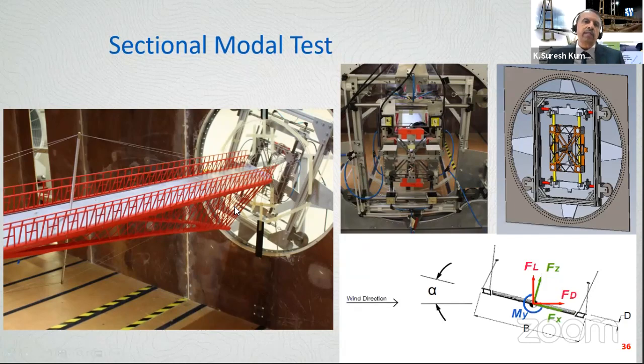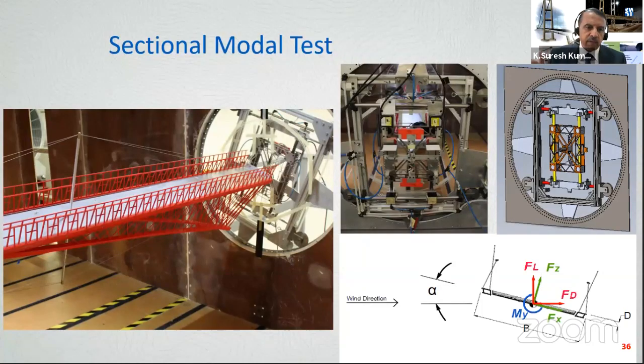You can see the Tintagel pedestrian bridge here, and you can also see our rig which holds this bridge. Basically, what is a section model? This is a section of the bridge. This particular bridge is typically between 30 and 80. This is around, I don't remember the exact number, but about 60, if I remember correctly. And this is hanging on springs.